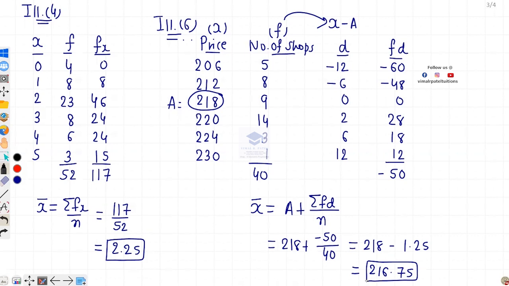So mark 3.1, 1, 2, 3 crore. Exercise 3.1. Now.